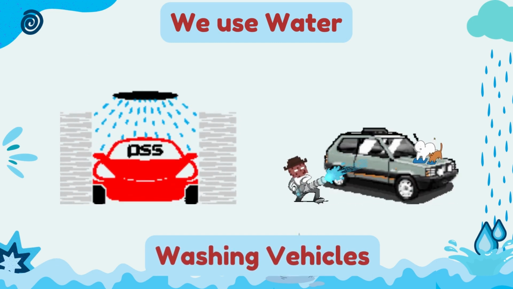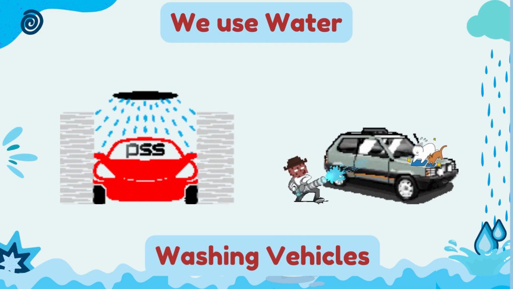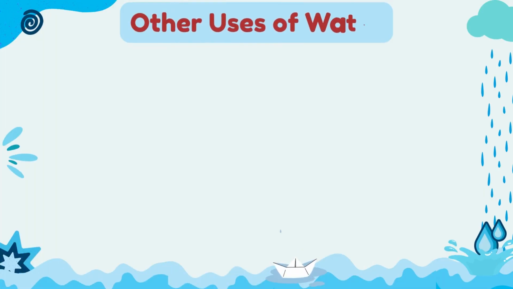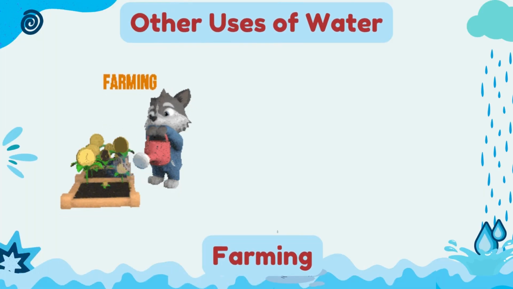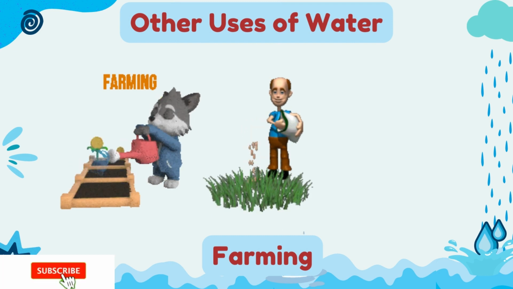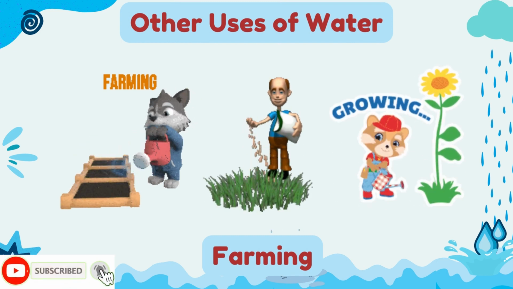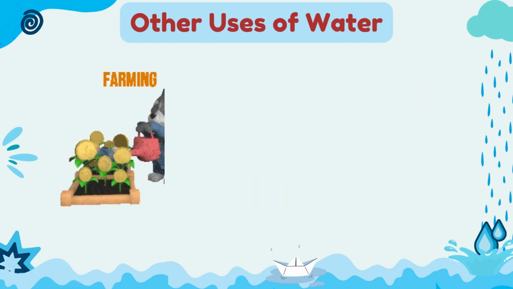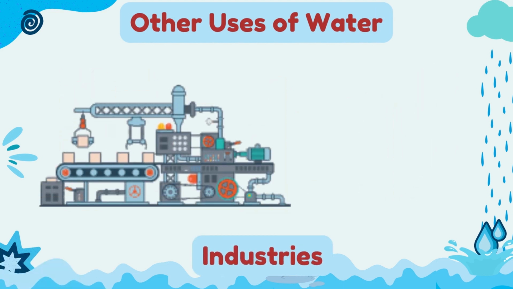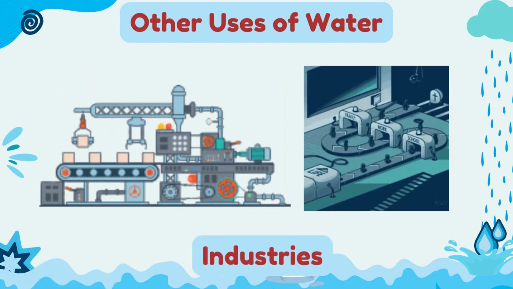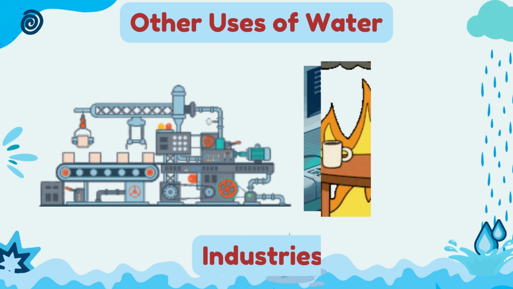Washing vehicles. Water is used for washing vehicles. Other uses of water are farming. Water is used for farming. Industries. Water is also used in industries.